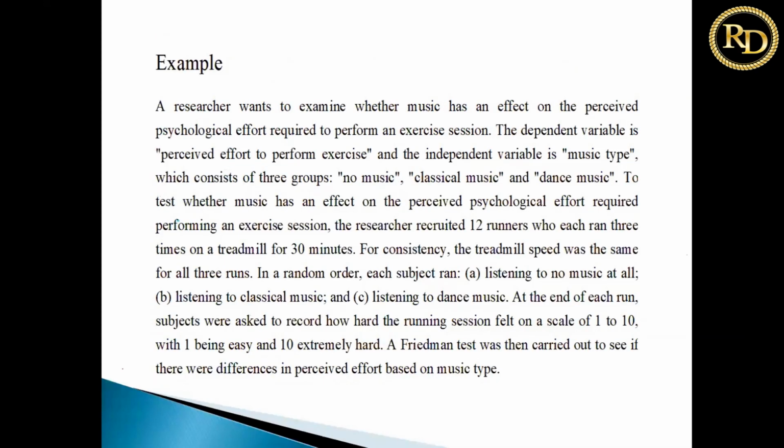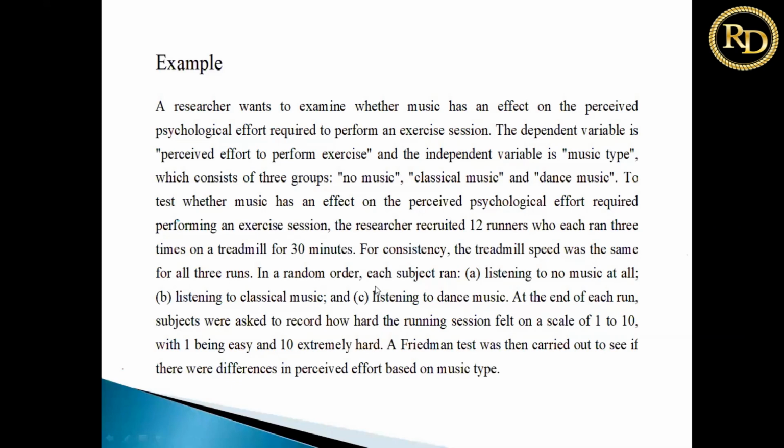Now we use an example to illustrate this Friedman ANOVA in SPSS. A researcher wants to examine whether music has an impact on the perceived psychological effort required to perform an exercise session. The dependent variable is perceived effort to perform exercise, and the independent variable is music type, which consists of three groups: no music, classical music, and dance music. To test this, the researcher recruited 12 runners who each ran three times on the treadmill for 30 minutes. For consistency, the treadmill speed was the same for all three trials.